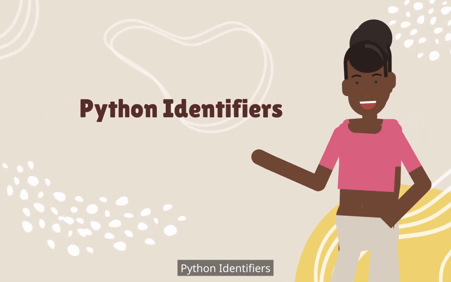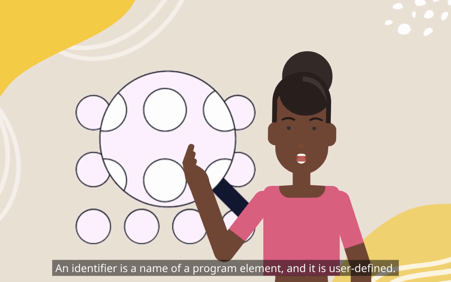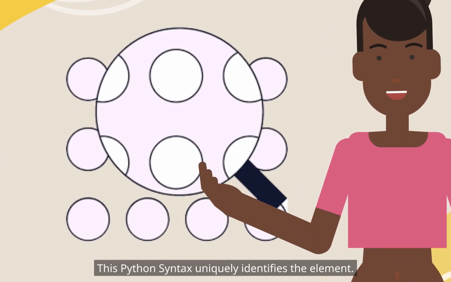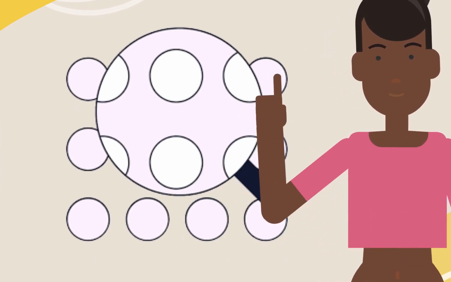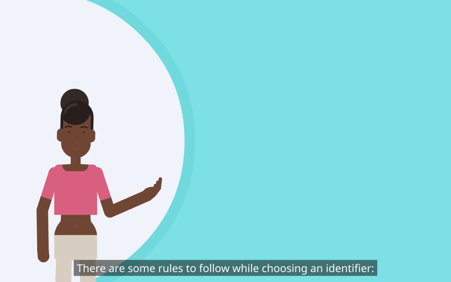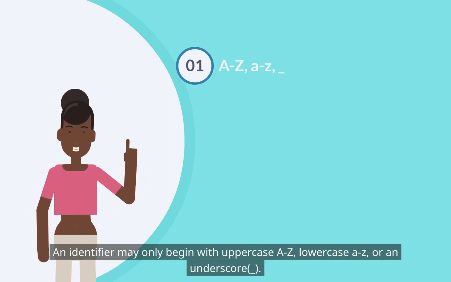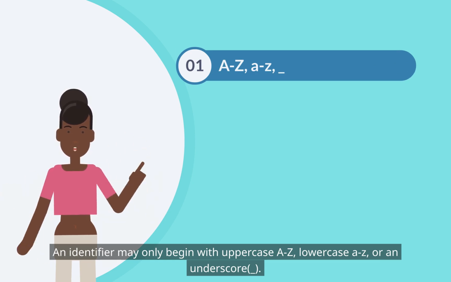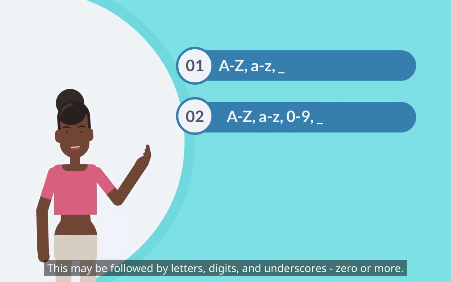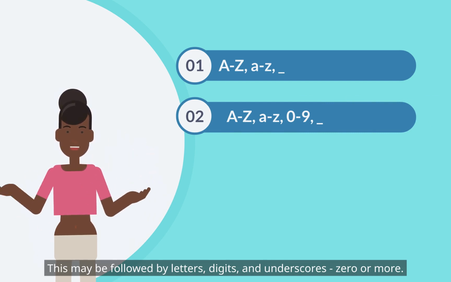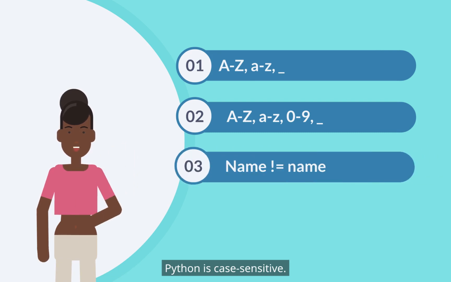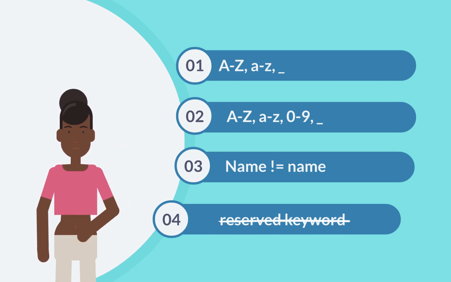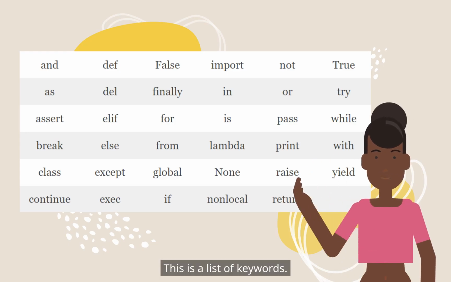Python identifiers. An identifier is a name of a program element, and it is user-defined. This Python syntax uniquely identifies the element. There are some rules to follow while choosing an identifier. An identifier may only begin with uppercase A-Z, lowercase a-z, or an underscore symbol. This may be followed by letters, digits, and underscores, 0 or more. Python is case-sensitive. A reserved keyword may not be used as an identifier. This is a list of keywords.